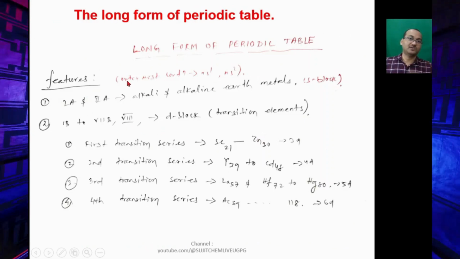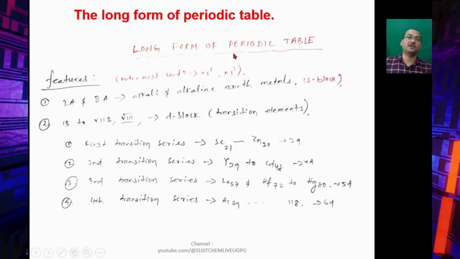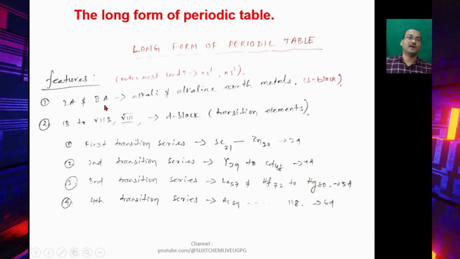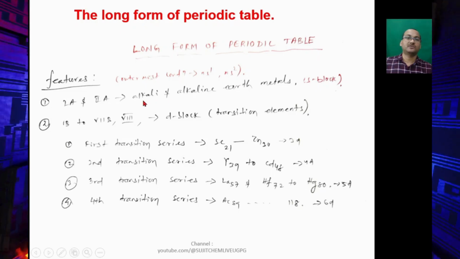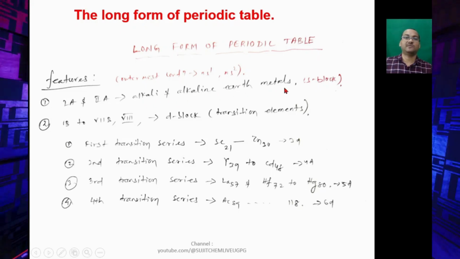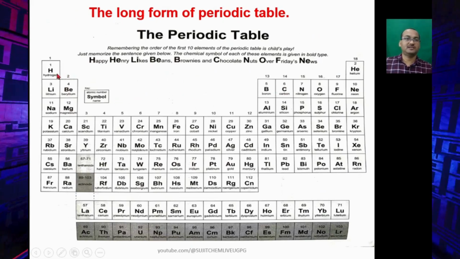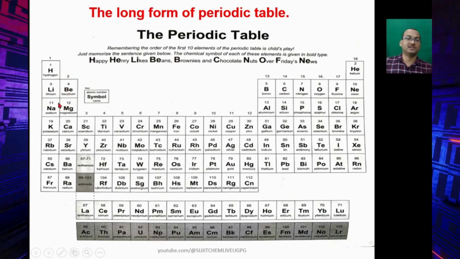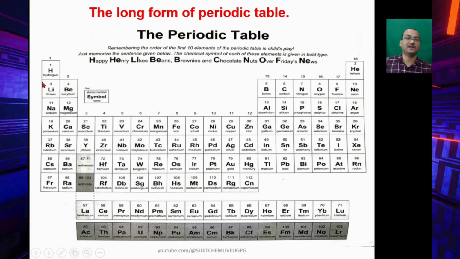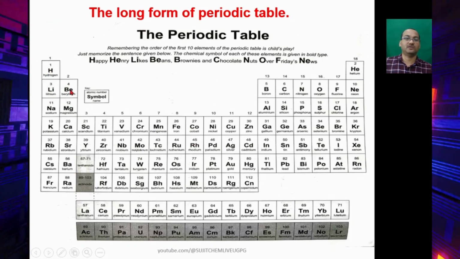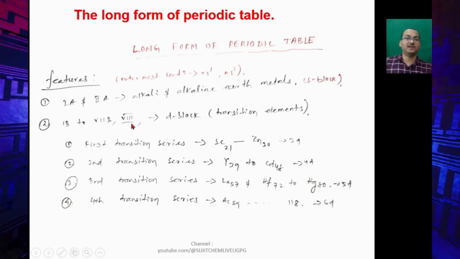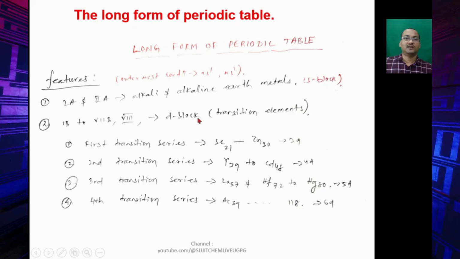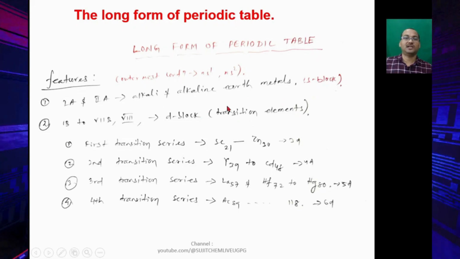Let's talk about some features of the long form of periodic table. For group 1A and 2A, the outermost configuration is ns1 and ns2. Those are called alkali and alkaline earth metals. So group 1A and 2A. Similarly, IB to VIB and VIA are called d block elements or transition elements.